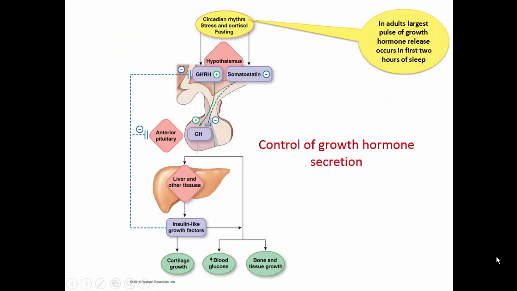Now we'll look at this pathway in a little more detail. We'll look at the stimuli for secretion of growth hormone and also the negative feedback loops. The control of growth hormone release is actually quite complex and we still don't understand it entirely, but we do know that circadian rhythms are important for stimulating growth hormone release, and in adults the largest pulse of growth hormone release occurs in the first 2 hours of sleep.